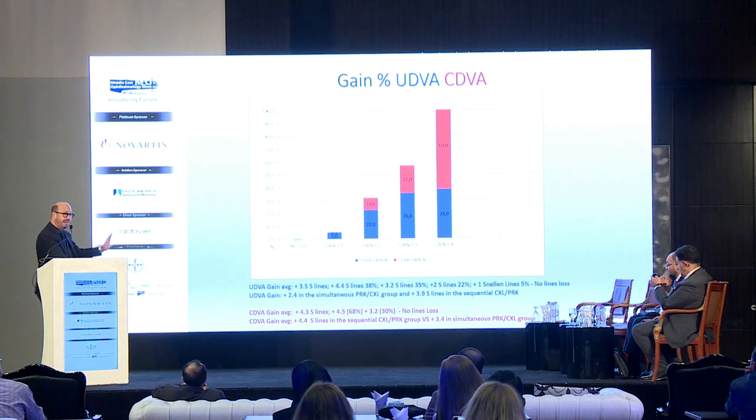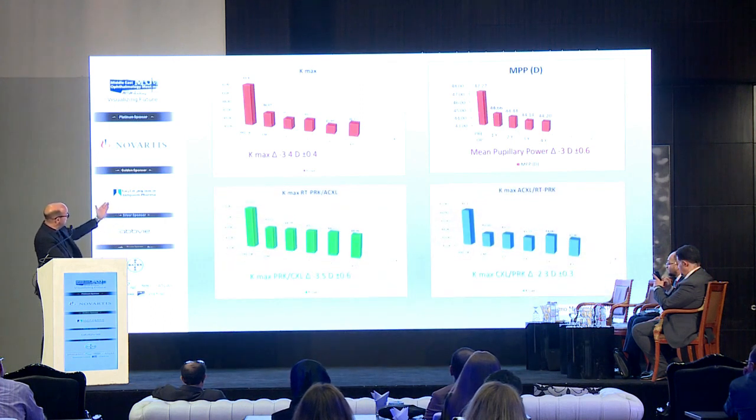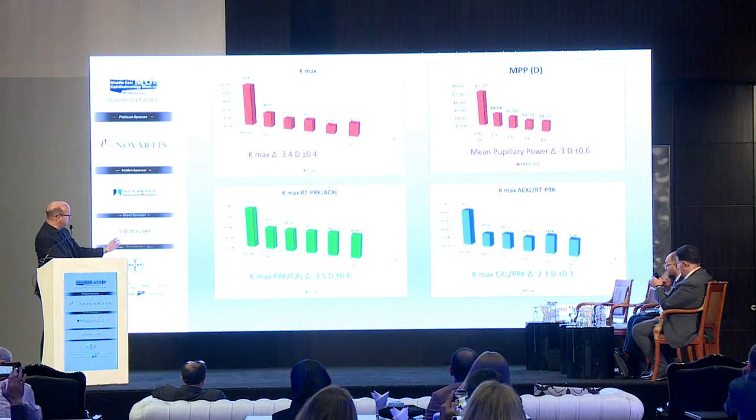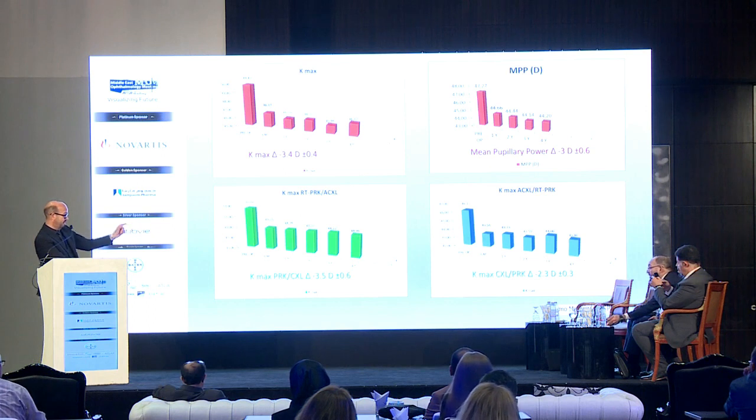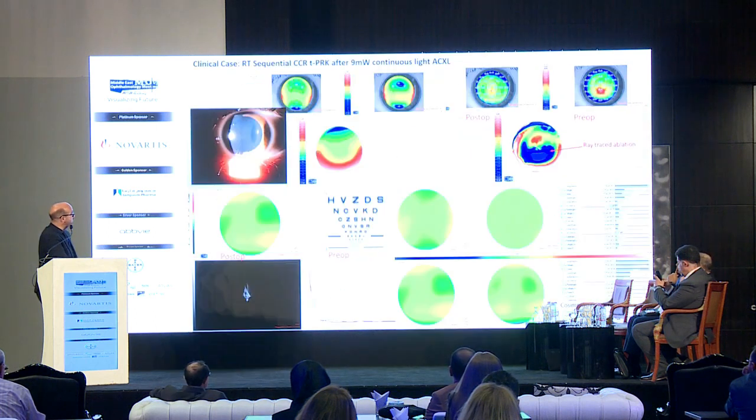We don't have any line loss. We gain 3 lines or 4. This is really important. These are all the data. You can see the Kmax reduction, the mean pupillary power reduction. These are the two groups, sequential and simultaneous. Of course, you can see we have no statistically significant difference between these two groups, so you can do both. Using the total corneal power.